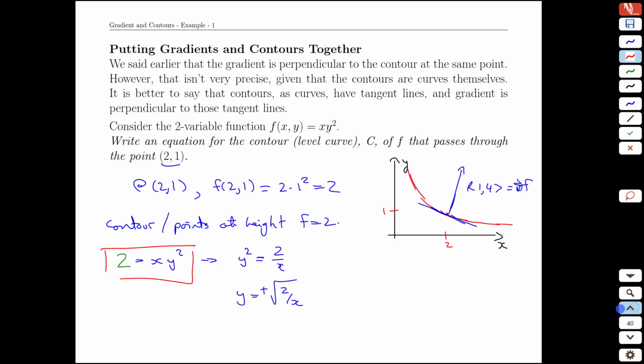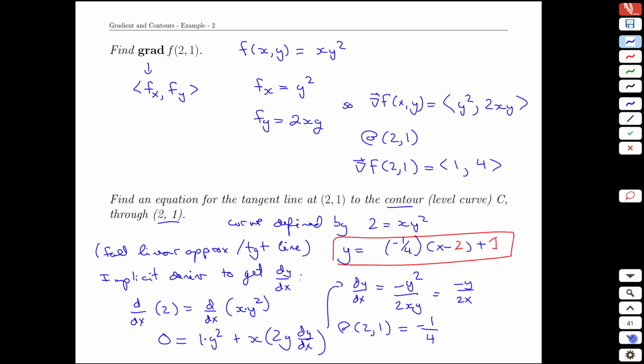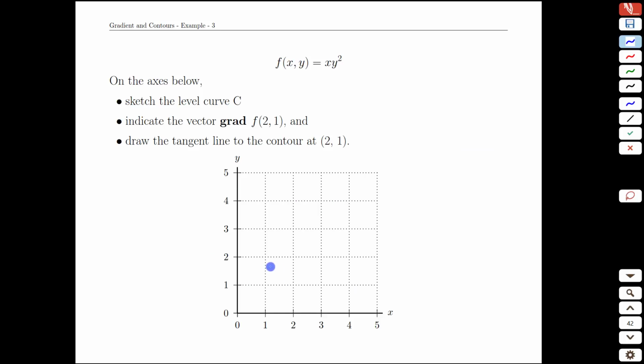If we were to draw a straight line, this blue line here, it would be defined by y equals negative 1/4 (x minus 2) plus 1. All right, we now have a line, we have our gradient vector. With all that extra information, let's draw a more detailed diagram.